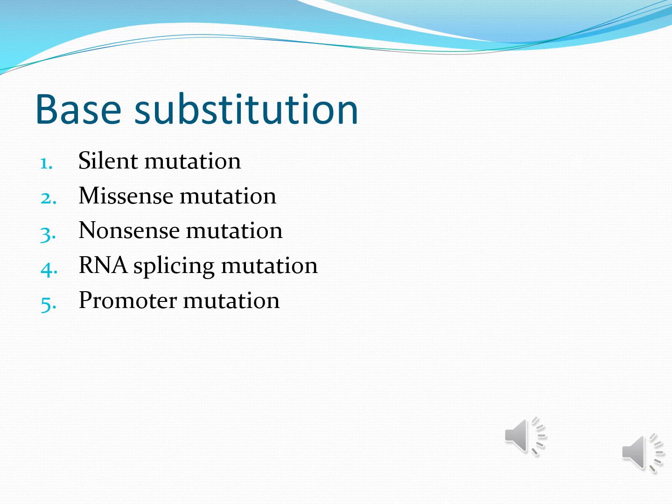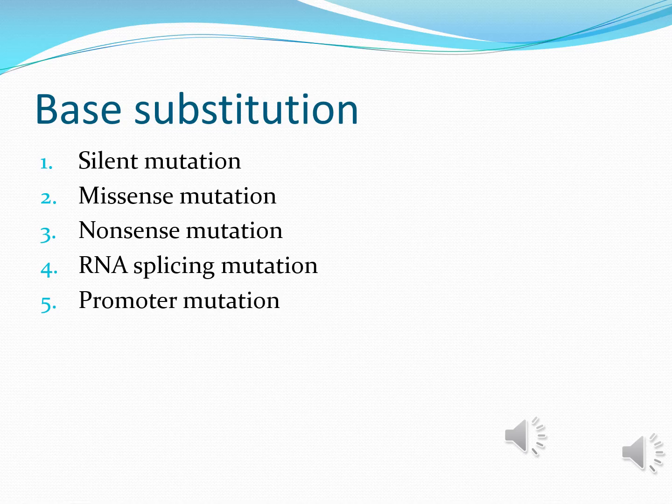Base substitutions are classified by their consequences on the protein product. A silent mutation changes the codon but specifies the same amino acid due to the degeneracy of the genetic code. No effect on the protein. A missense mutation changes one amino acid to another, which may alter protein function depending on the location and chemical properties. A nonsense mutation creates a premature stop codon, leading to truncated, usually non-functional proteins. These distinctions are critical for understanding genetic diseases and their severity.